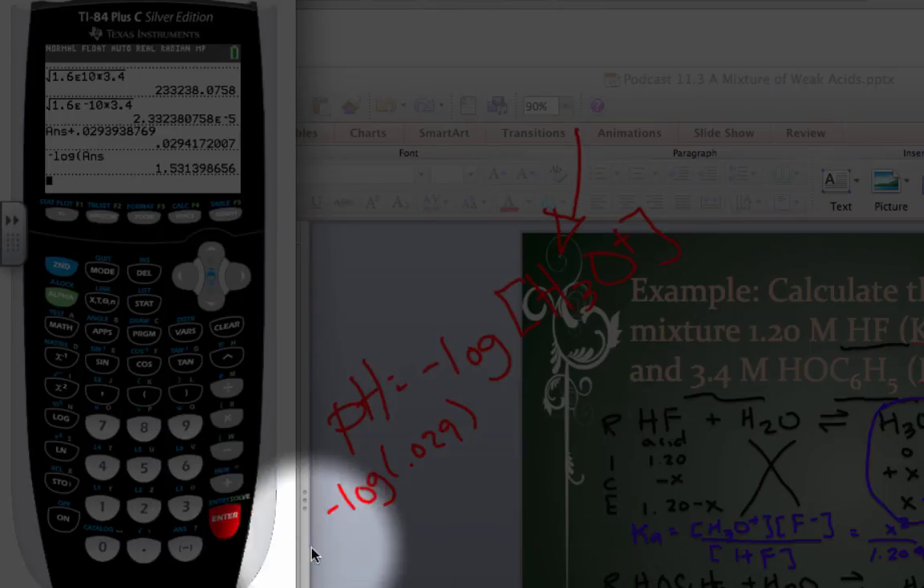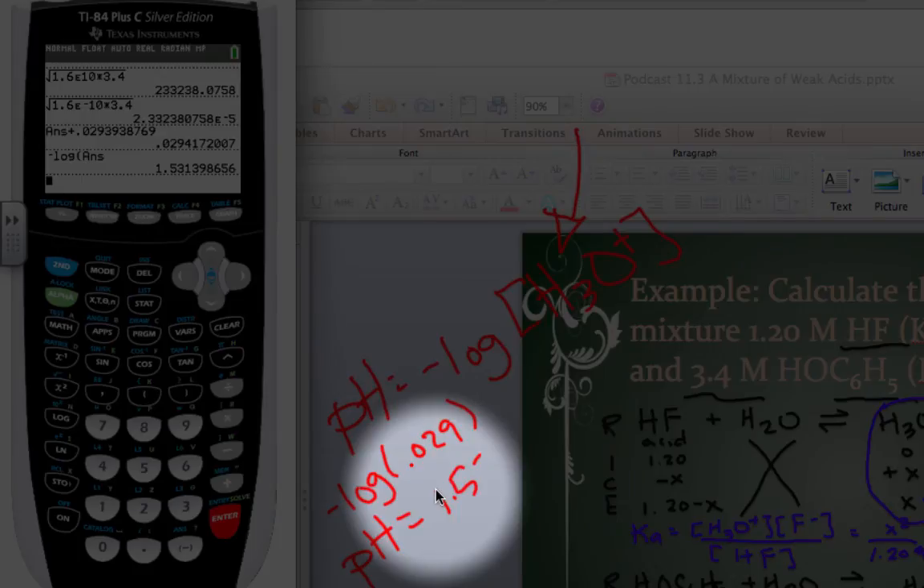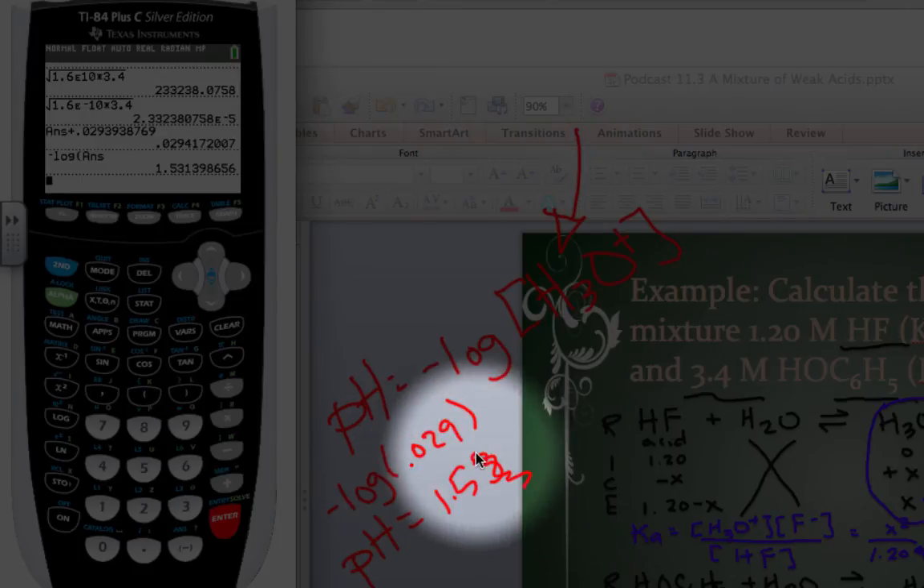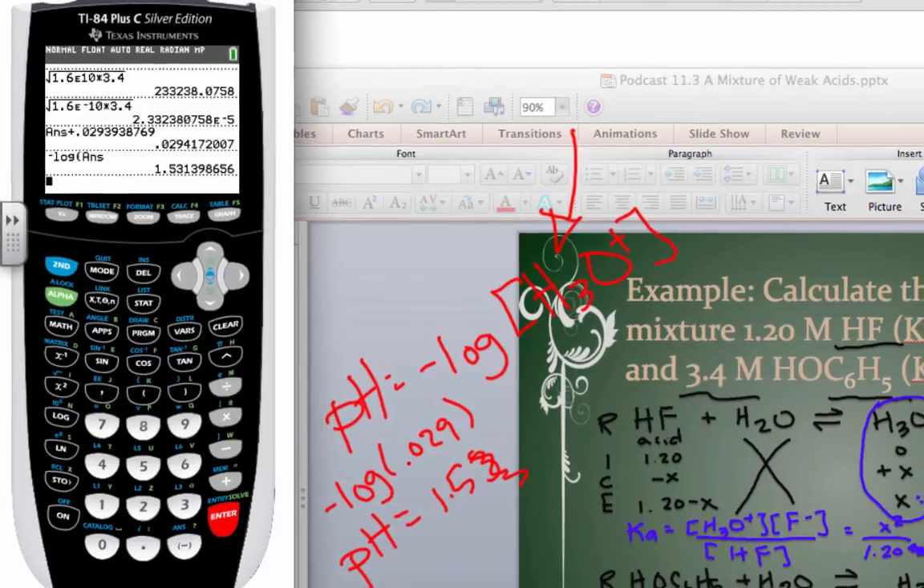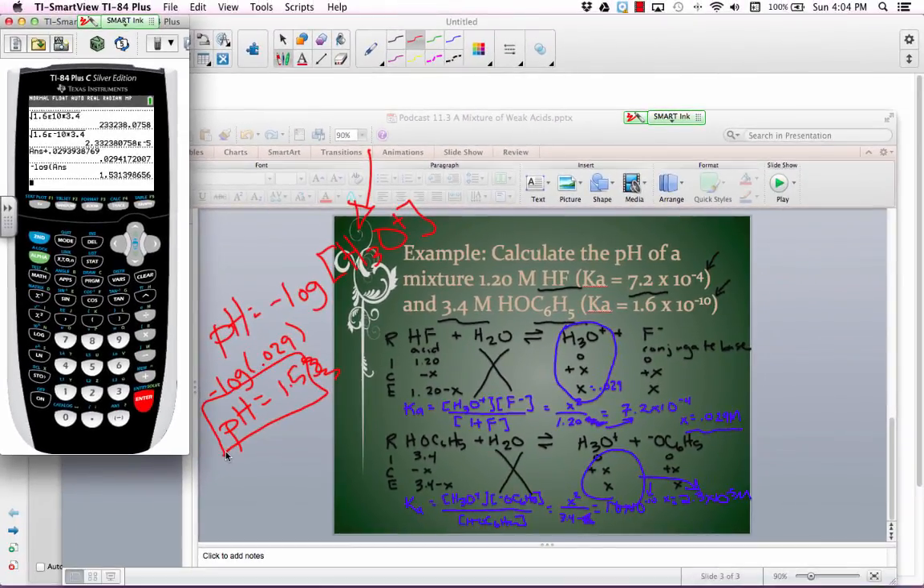So that gives us a pH value of 1.53. And we'll just call it 1.5 because we only get to keep two sig figs. So the pH is 1.5 for this mixture of two weak acids. And that's how you do mixtures of things. You just add up what you get from each different thing and we work it out.